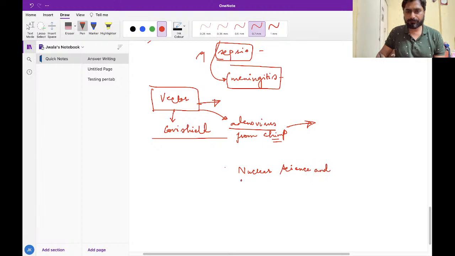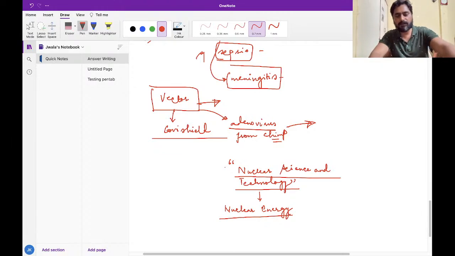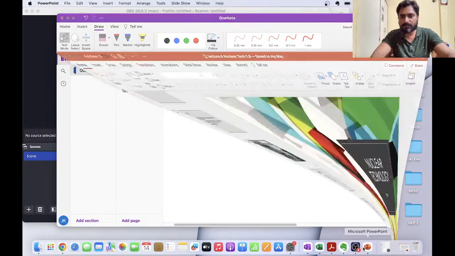We'll see one or two PYQs, and based on that you will be able to understand what more types of questions can be asked from this topic. Mainly, the mains-related questions that are framed on nuclear science and technology are with respect to nuclear energy. So let us understand what type of questions they have already asked. Just to give you a perspective, let me open up a slide here.